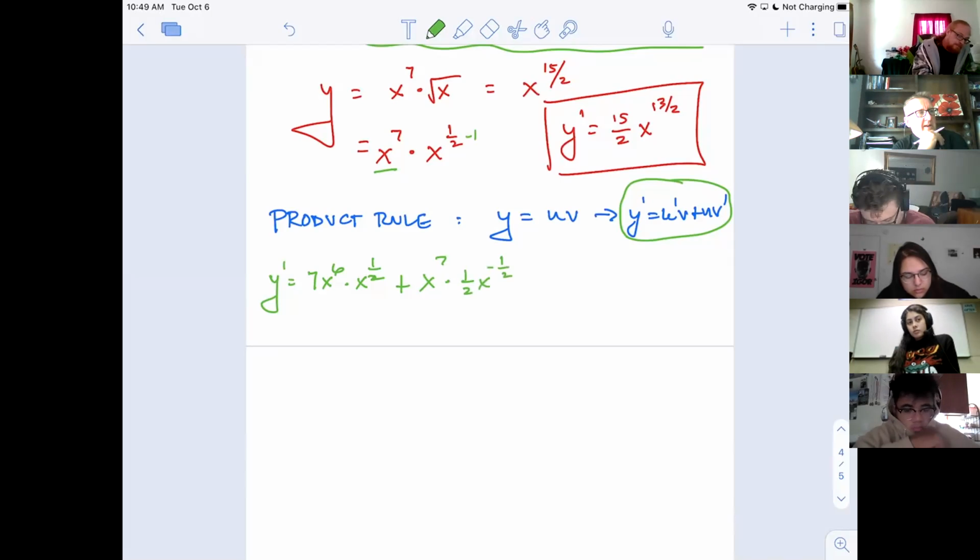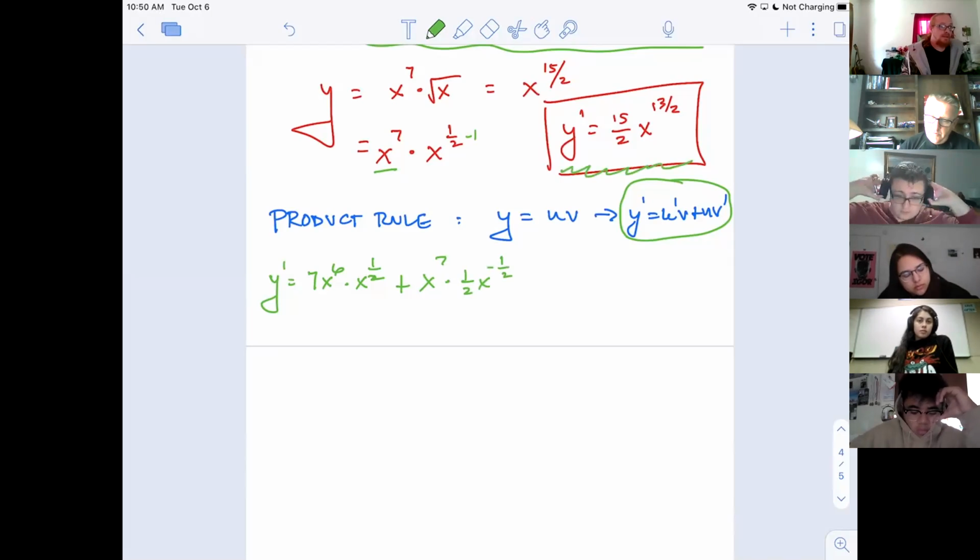And as Bale was hinting at, it's kind of like, oh, that can't be right. Doesn't that look not even close to 15/2? Like, you already know this is the right answer, right? It doesn't look anything like that. But don't quit too soon.